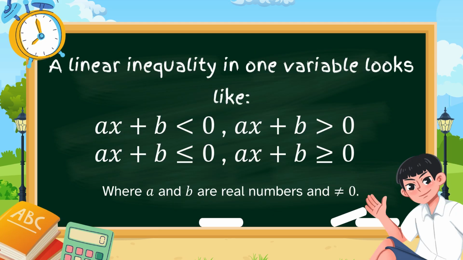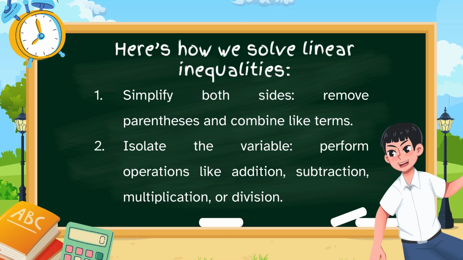A linear inequality in one variable looks like ax plus b less than 0, ax plus b greater than 0, ax plus b is less than or equal to 0, ax plus b is greater than or equal to 0, where a and b are real numbers and a does not equal 0. Here's how we solve linear inequalities.